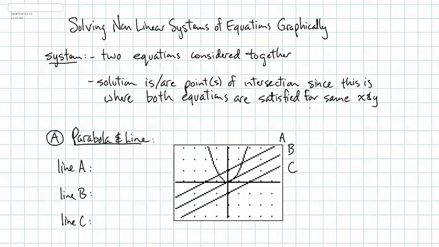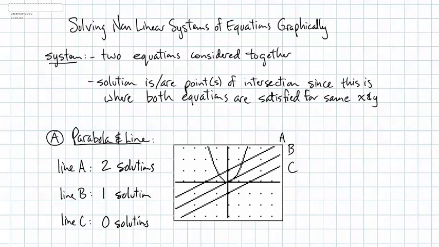Now there's two different categories of systems that we're going to deal with. One is when I have a parabola considered together with a line, and I've made an image that shows a parabola and a few different lines, line A, B, and C. You can see that line A intersects the parabola at two places, so there are two solutions for the parabola and A. B only intersects at one place, so there's only one solution, and C is down below the parabola, doesn't touch it at all, so there are no solutions.